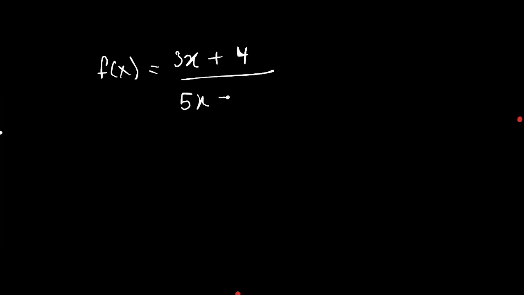Let's say that we have our function, f of x, is equal to 3x plus 4 divided by 5x minus 3. So if we had something like this, again, feel free to pause the video, remember those rules that we talked about, and see if you can answer this question. So if we look at our numerator and denominator, again, the plus 4 here.